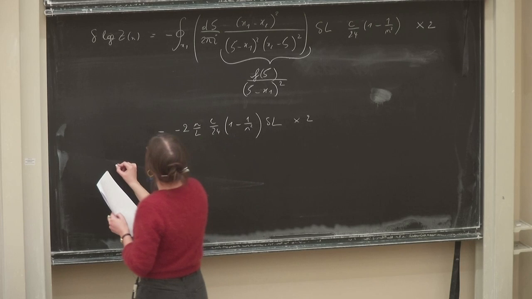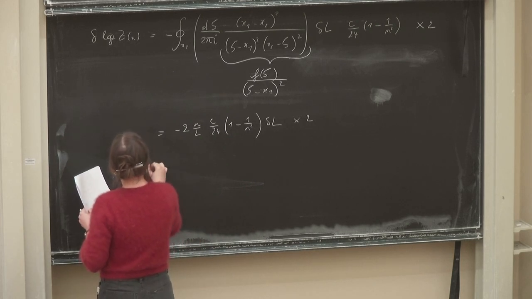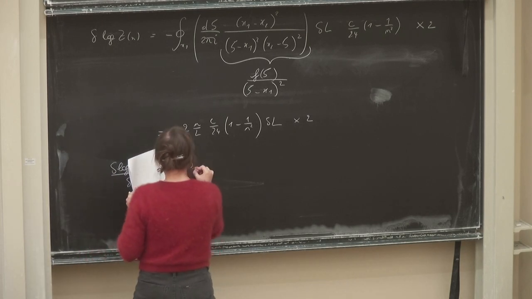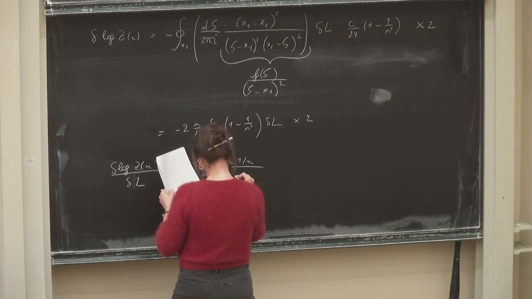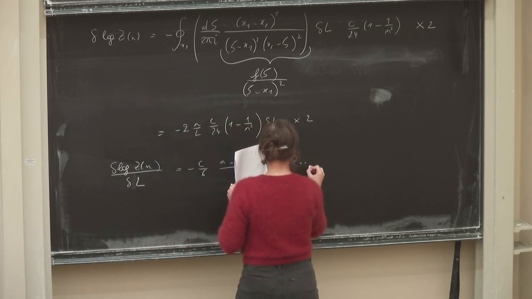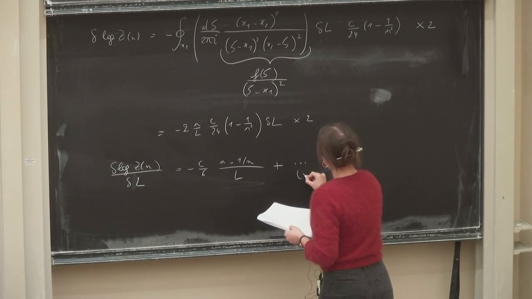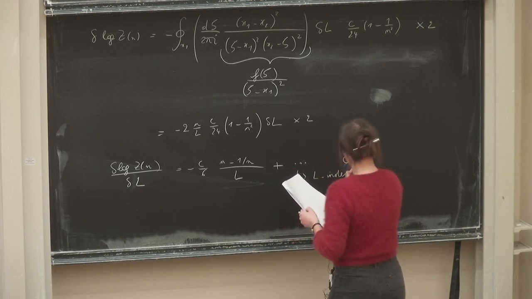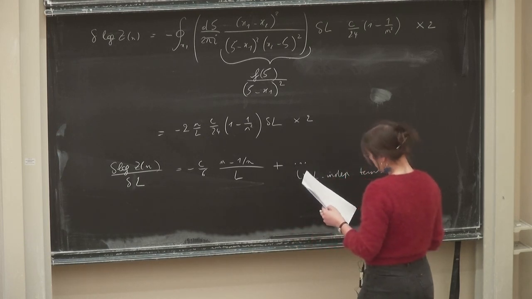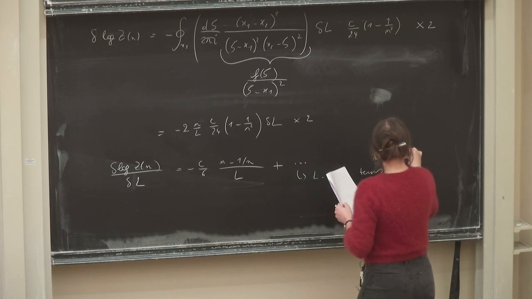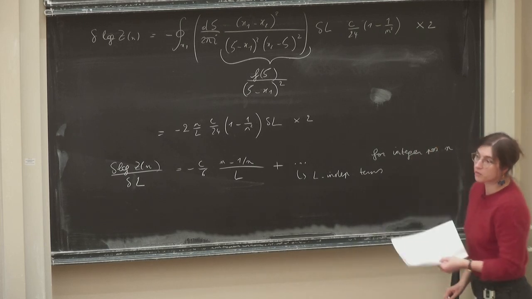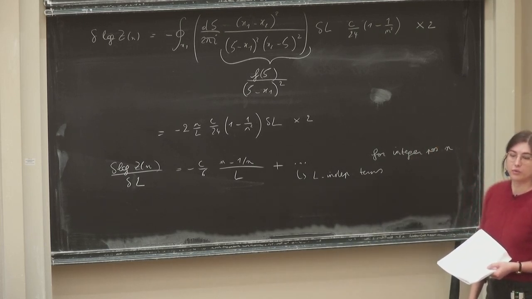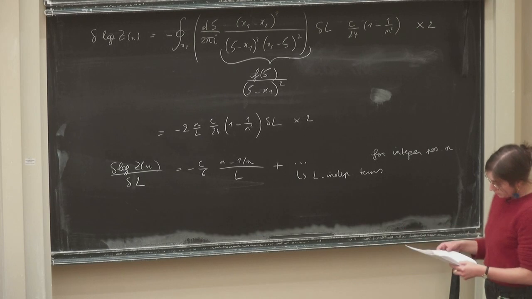So as promised, this means that we have found delta log z over delta L, and it's equal to minus c over 6 times n minus 1 over n, over L, plus dot dot dot, meaning these are L independent terms. And again, our whole discussion is for integer positive n, because we're working with a replica manifold, which only makes sense for a positive integer n. So this is our result.